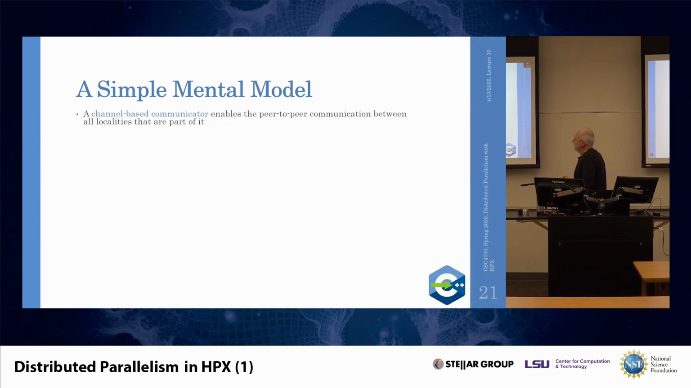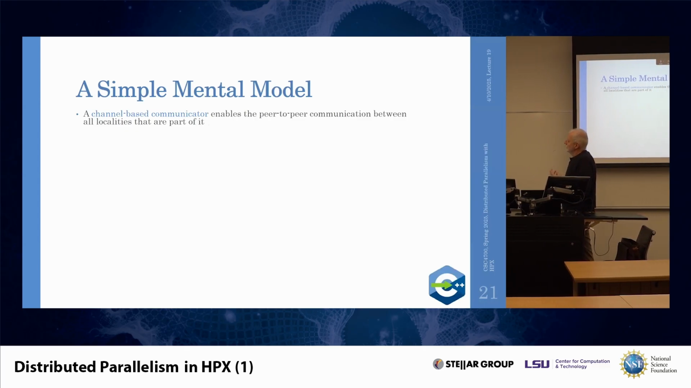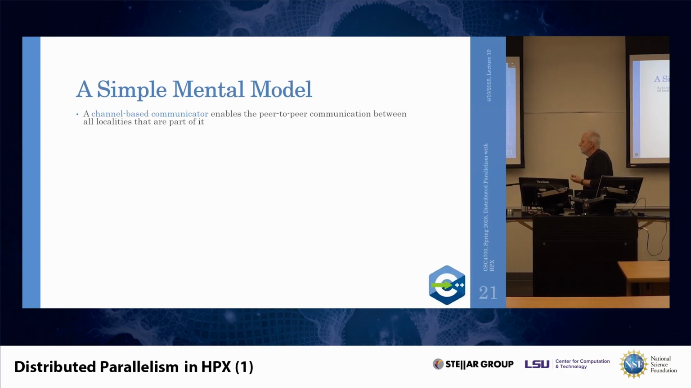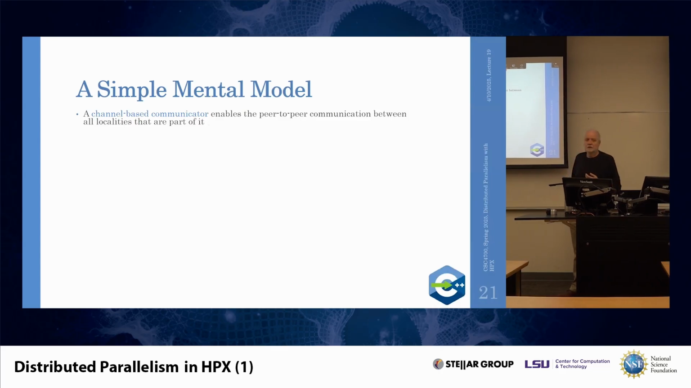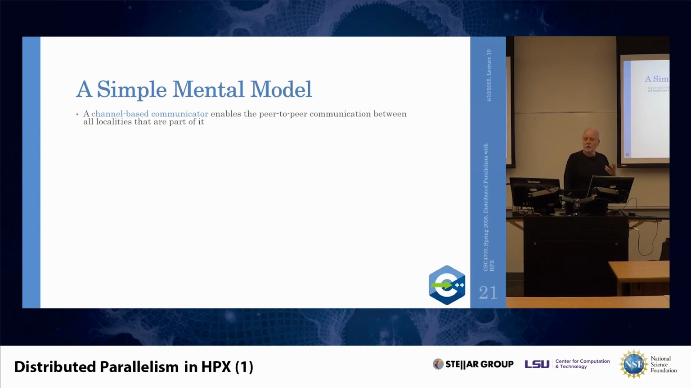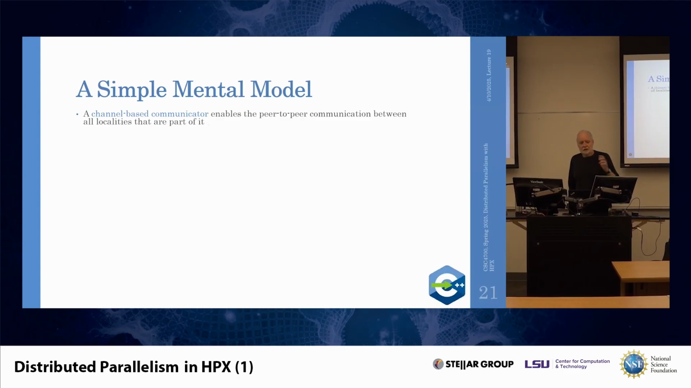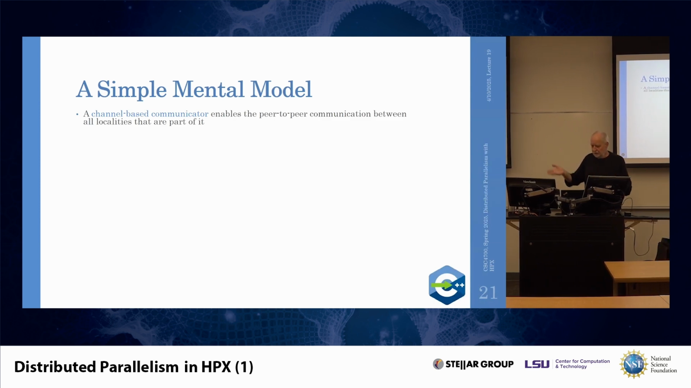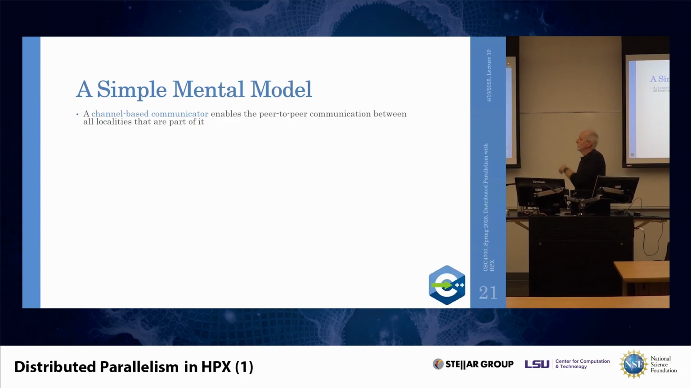So let's talk about these communicators a bit more and understand what they actually do. A channel-based communicator enables the peer-to-peer communication between all localities that are part of the communicator. So if I have the world channel communicator, it encompasses all localities, and that means that each pair of localities that are part of it can communicate in a peer-to-peer direct fashion using that communicator.